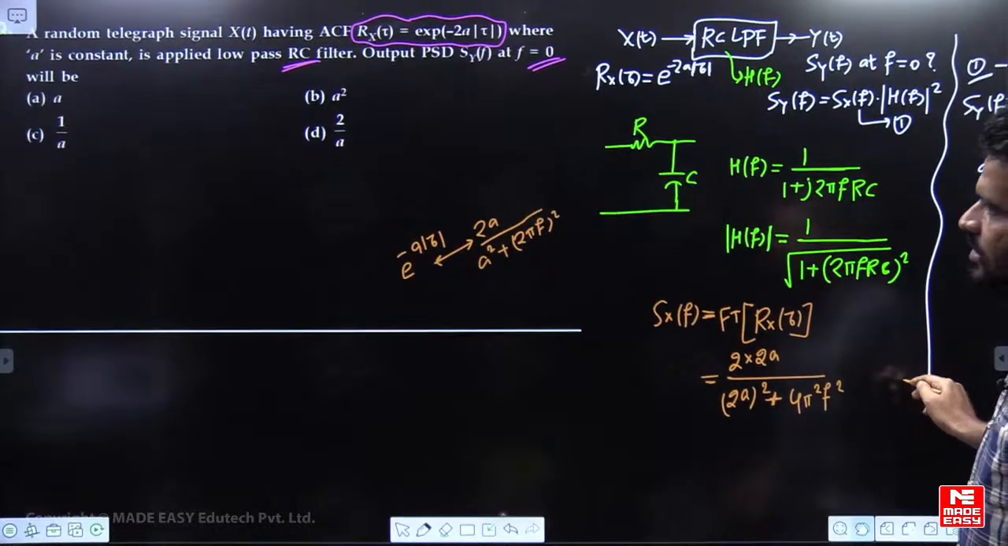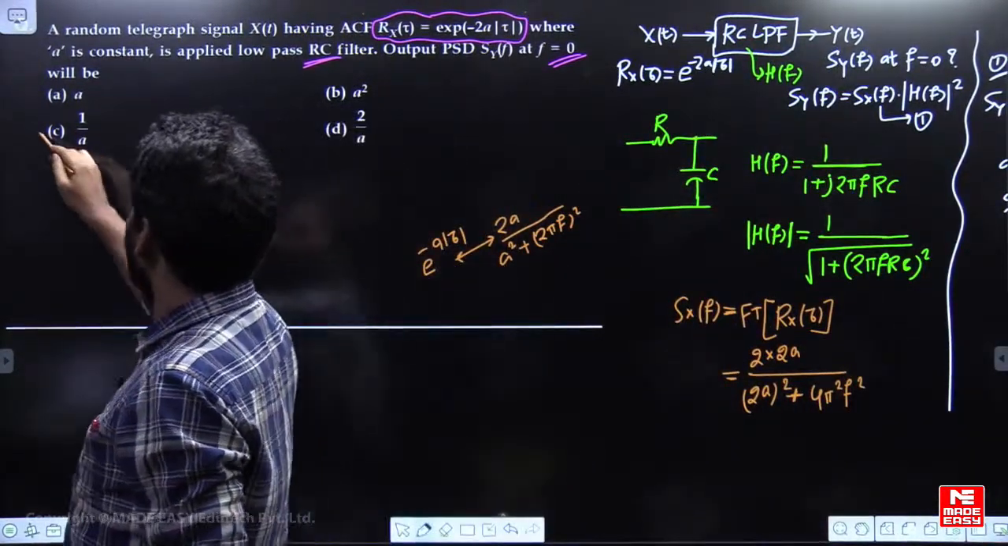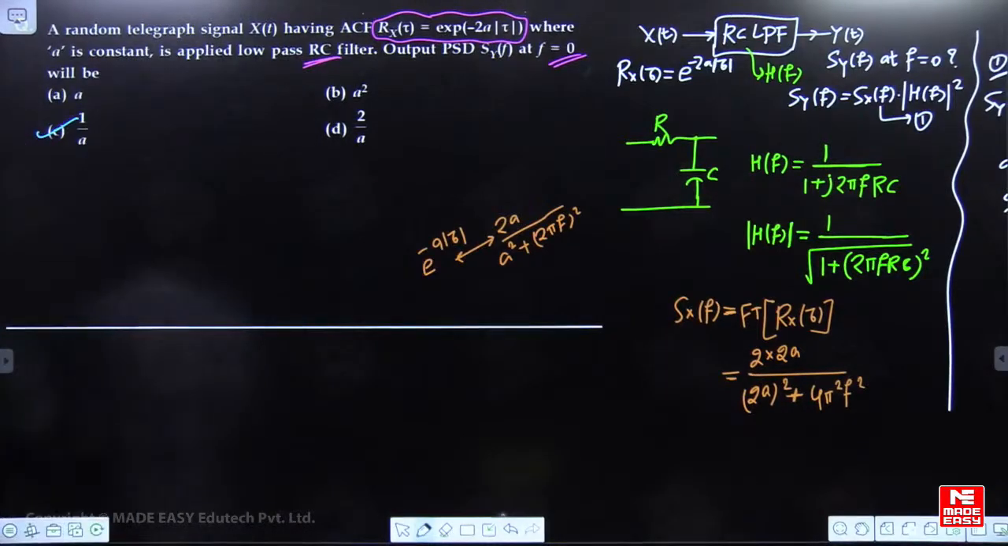Which option is correct? Option C will be correct. Yes, 1 upon a, that's a good answer. Barak, Saptarshi, Ishita, Sahu are correct answers. Good.